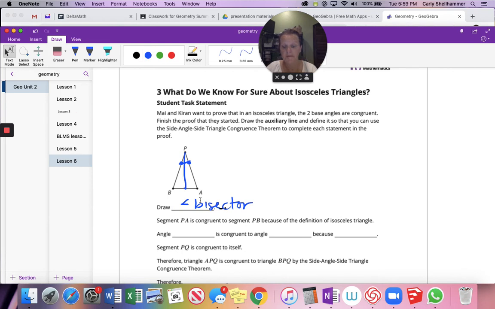Angle bisector of angle APB. Now, PA is congruent to PB. I can mark that because that is the definition of an isosceles triangle. And then I can say that angle APQ is congruent to angle BPQ because of my angle bisector. That's how I made it, right?